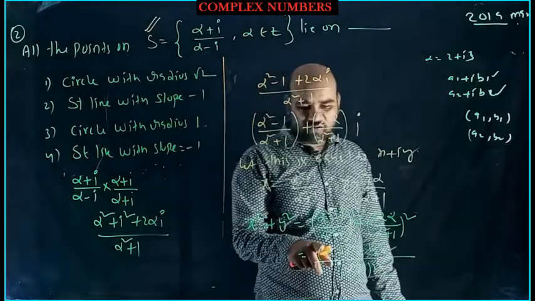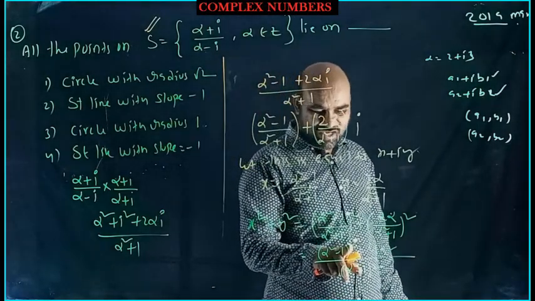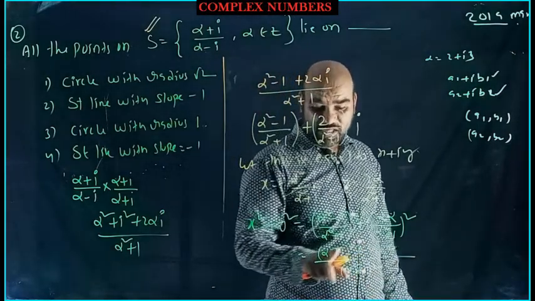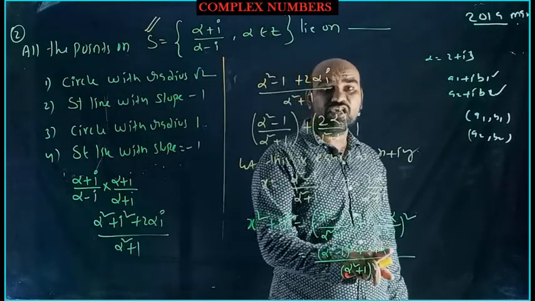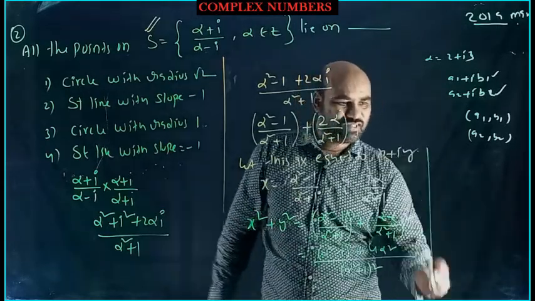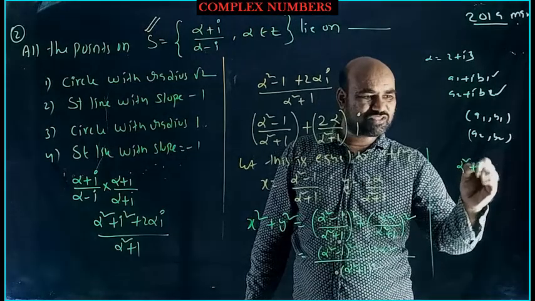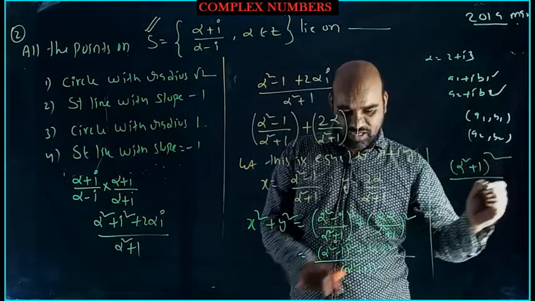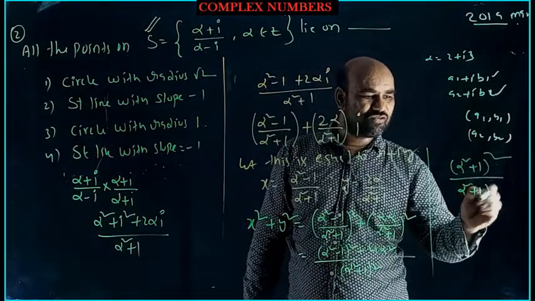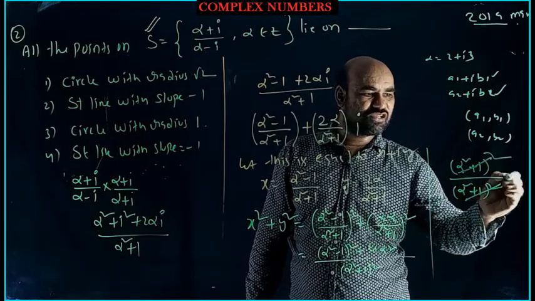So the numerator is of the form (a minus b) whole square plus 4ab. (a minus b) whole square plus 4ab means (a plus b) whole square. (a plus b) whole square means (alpha square plus 1) whole square in the numerator, and the denominator is also the same, (alpha square plus 1) whole square. So these two get cancelled, giving 1.